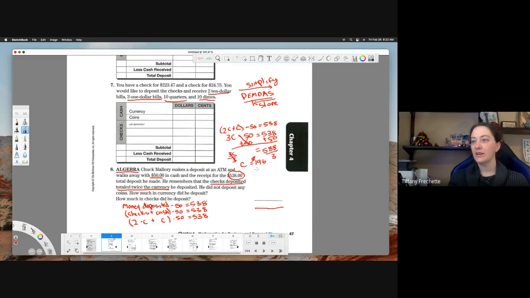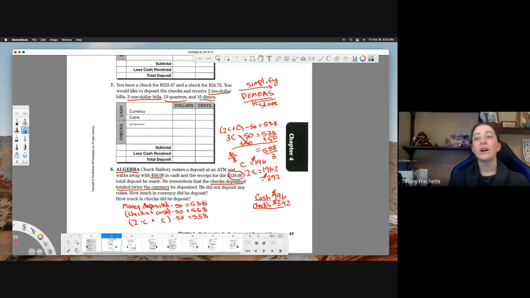We have $196, and that's our cash. And we need our checks, which we would say 2 times C. So we take 196 times 2, and that gives us 392. Oh, I forgot my dollar sign up here. $392.